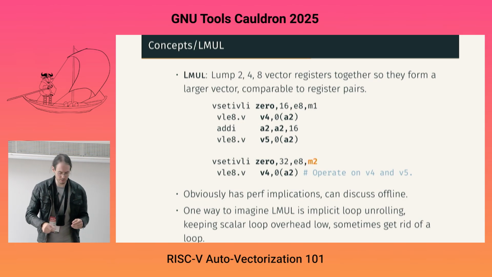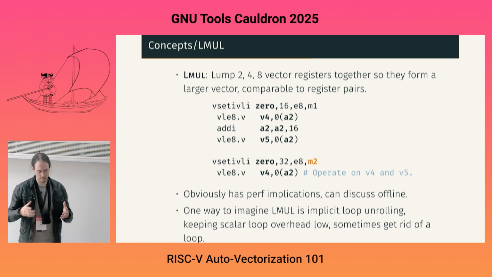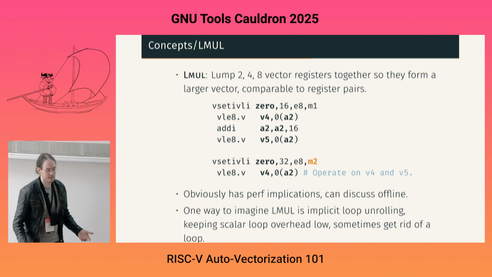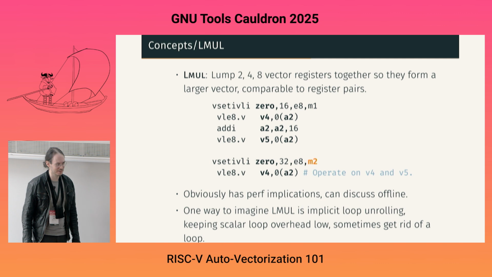In that example, it would be V4 and V5. That would always come together. This obviously has performance implications, but I'm not going to go into this now. We can discuss offline. We can spend an hour on the performance.